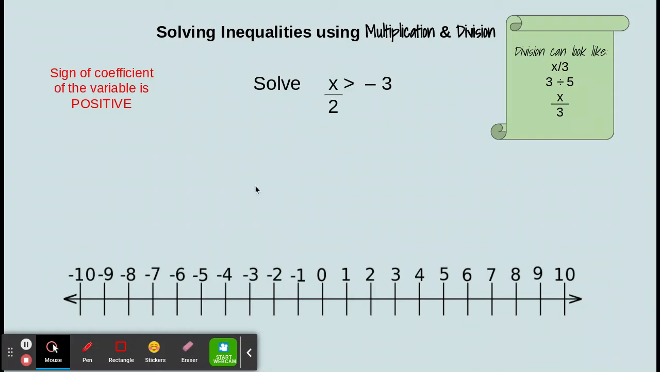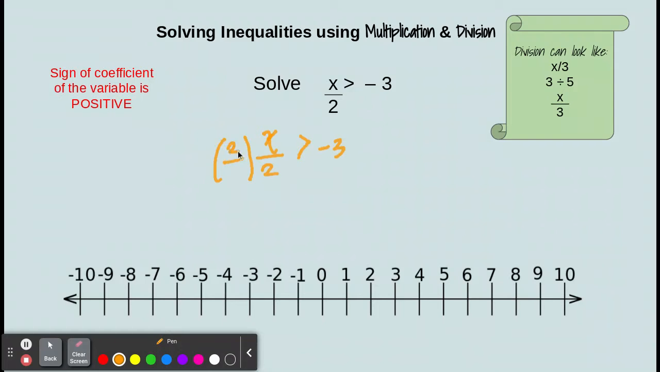Okay, so let us solve this one here. We have x divided by 2 is greater than -3. So since we're dividing on this side, to get rid of that 2 and to isolate the variable x, we need to multiply both sides of the equation by what? By 2, right? Because if we multiply this side by 2, 2 over 2 is the same as 1.